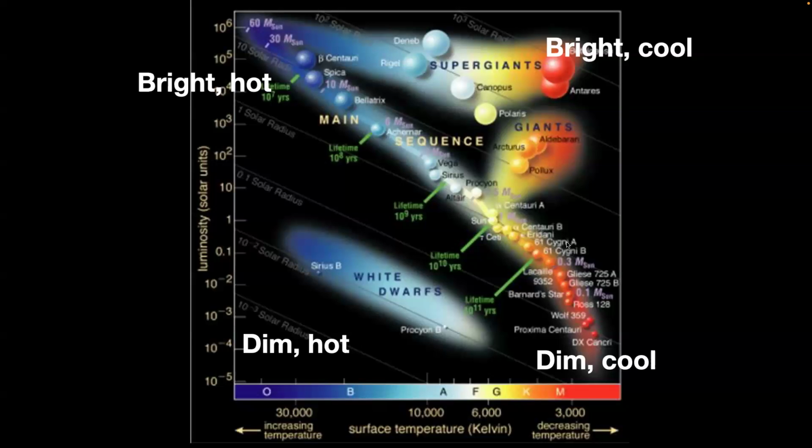Moving down the plot, we get into the quadrant that has the dim and cool stars. So these are stars that are mostly a fraction of the mass of the sun. They're very small and they're not very hot.